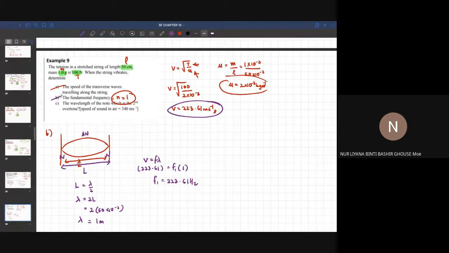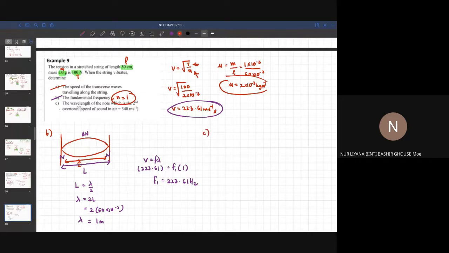Kalau you're okay, Miss teruskan kepada soalan C. Ada soalan lain? If you have questions, you can ask me. Miss, untuk soalan B tu kalau kita guna f n equal to n v over 2l boleh? Boleh. And awak masukkan 1. Kan? Boleh, it's accepted as well. Okay, thank you Miss. Welcome. So A dengan B dah settle, next kita buat C pula.